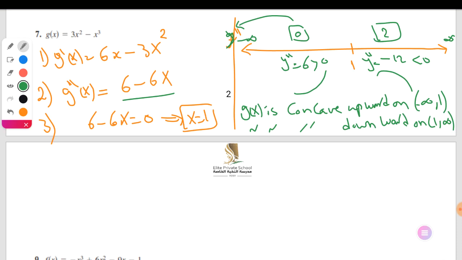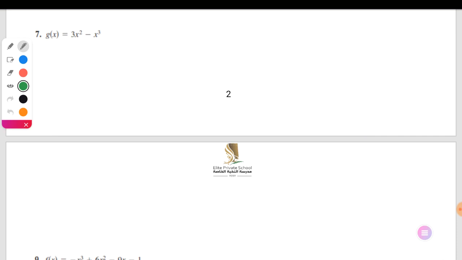Repeat again. Here, find the first derivative, second derivative, zeros of the second derivative. As we did with the first derivative, I will do with the second derivative here to find the concavity. Clear or not clear? This upward, this downward. I hope you understand. Okay?